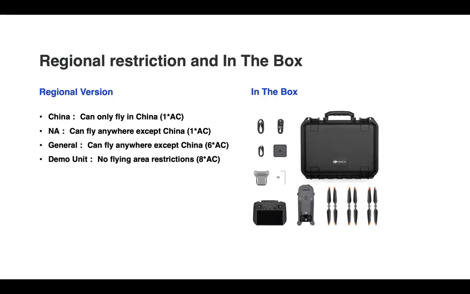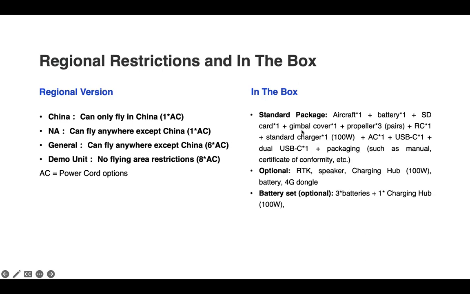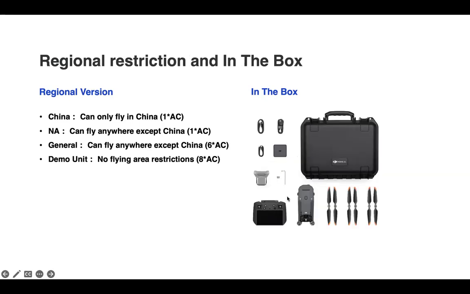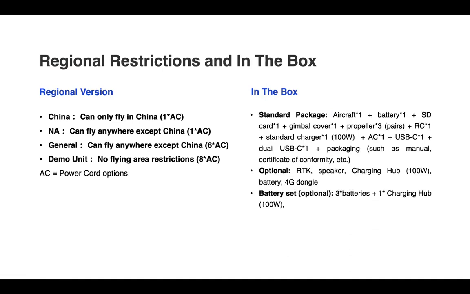And then battery set is an optional add-on as well, and that comes with 3 batteries and 1 charging hub. So you can flip this here to see a picture of what comes in kind of your generic box. So you have your 100-watt inverter, plug, USB-C, side the aircraft, and 3 sets of propellers. Switch back one more time so you can see that is the standard package with 1 battery. If you want the additional hub where you pull in, be able to charge multiple batteries, put multiple batteries on, that is an additional add-on option for the optional side.